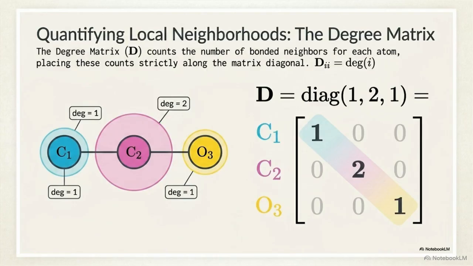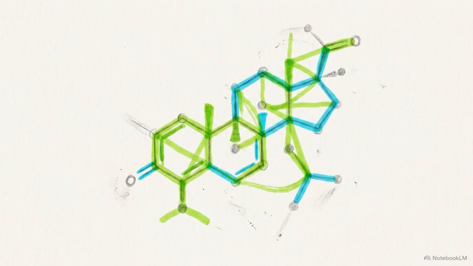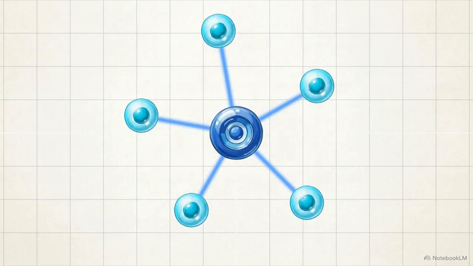Local neighborhoods are quantified by the degree matrix, or D. This counts the total number of bonded neighbors for each specific atom and places those integers strictly along the matrix diagonal. The adjacency matrix defines the raw molecular skeleton, while the degree matrix defines local node density. Combined, these matrices allow us to track how information flows through the structure.